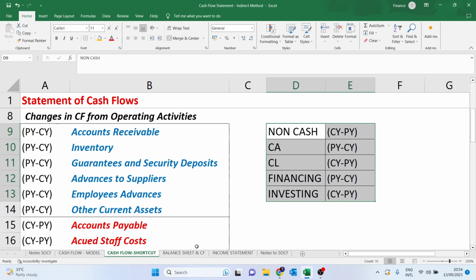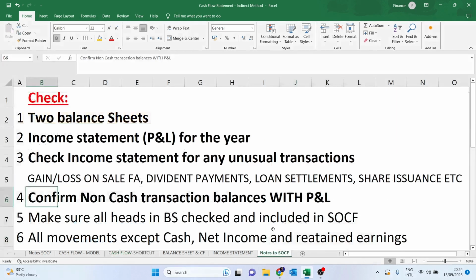Okay. Now let us check what are the requirements for cash flow and what we need to check before starting our preparation. There should be two balance sheets, one current year and one comparative figure. Comparative figure means the last year. If there is only one balance sheet, we cannot prepare the statement of cash flows. There should be two balance sheets, current year and previous year.